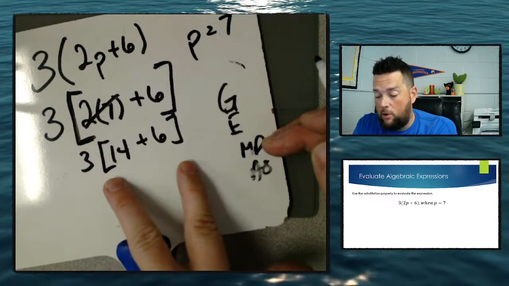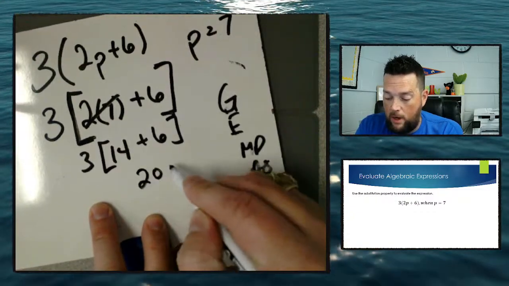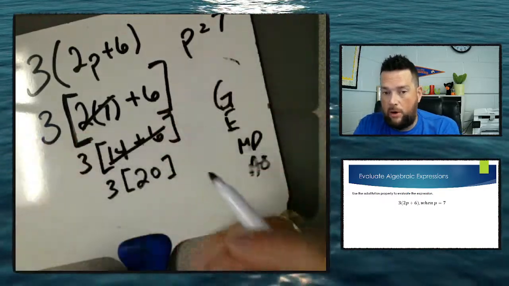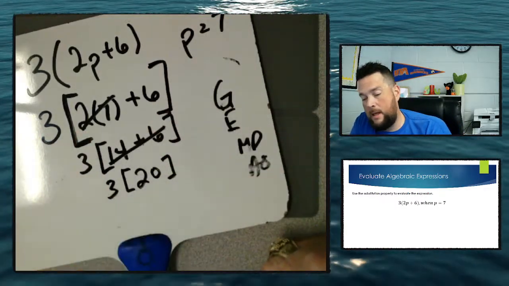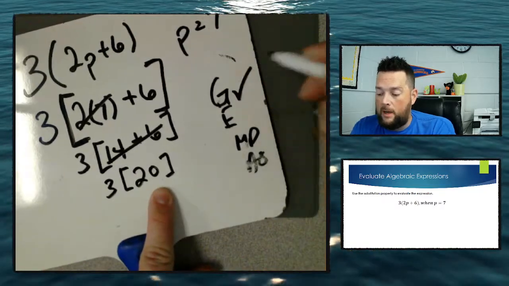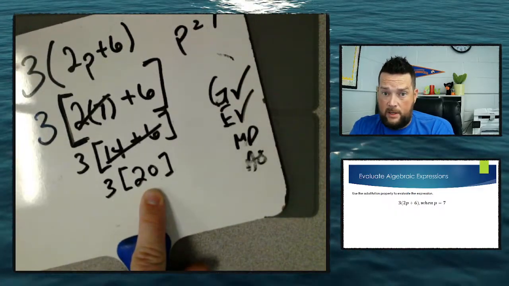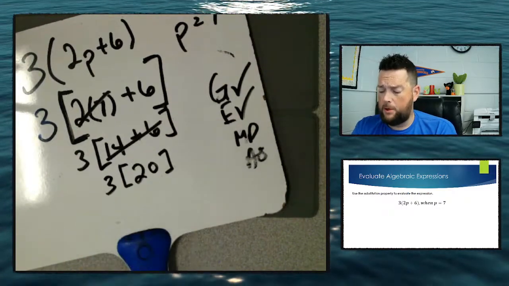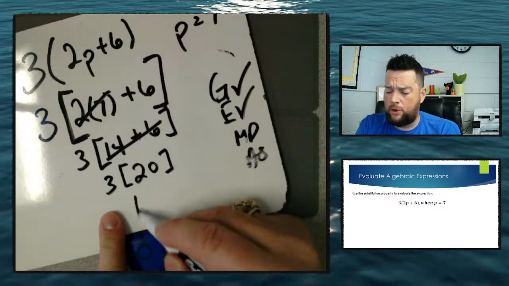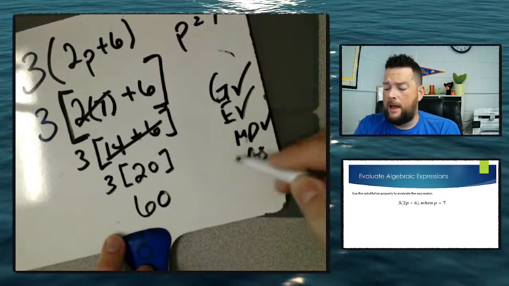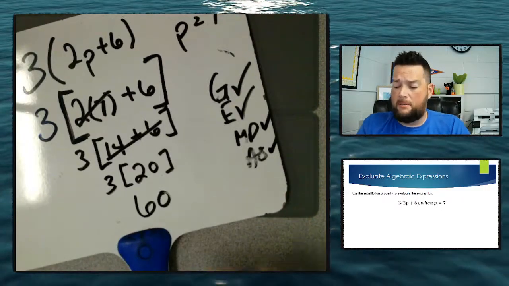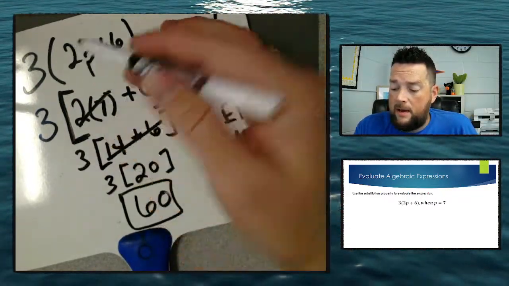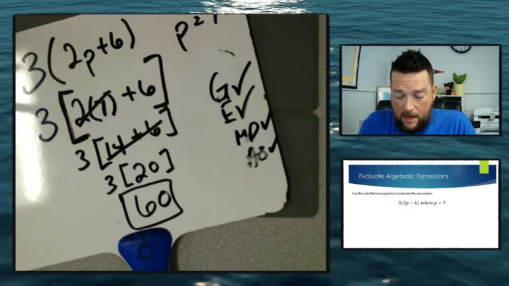I haven't touched that yet, so I'm going to pull that down so I don't forget that I have that. All right, then inside the grouping, I've got 14 plus 6. That's going to be 20. Scratch out what I did, bring down everything that I didn't touch. So I'm going to bring down that times 3. And now my grouping is simplified. I have no exponents, so now I'm all the way down to multiplication and division. I've got 3 times 20, that's going to be 60, and I have no addition or subtraction, so that's my final answer right there. So I evaluated that expression when p equals 7, and you can see all the work that led me to my answer of 60.